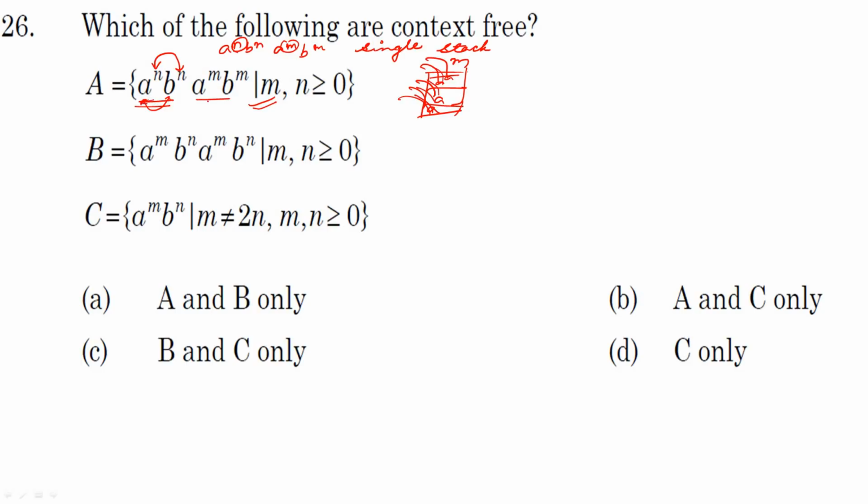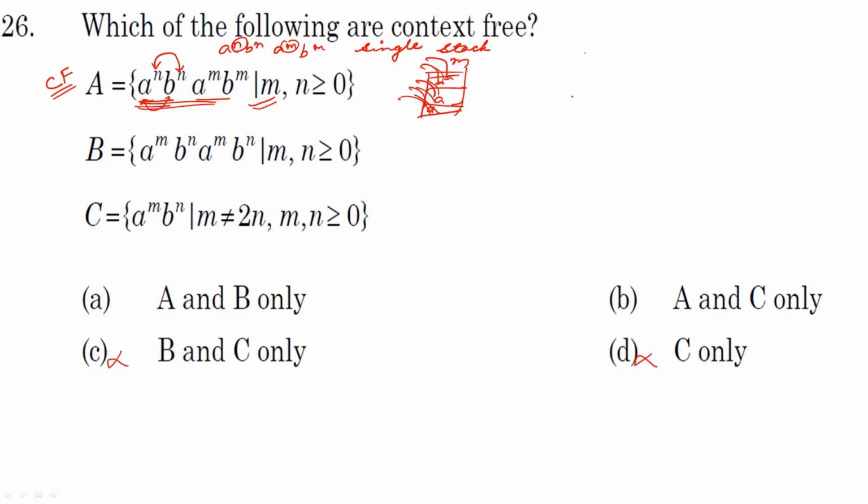So both these things are solved by using a single stack. So this language is context free, and A should be in our answer. So option C is almost cancelled and option D is almost cancelled. Now we have only 2 options, A and B, and we are going to check for B.